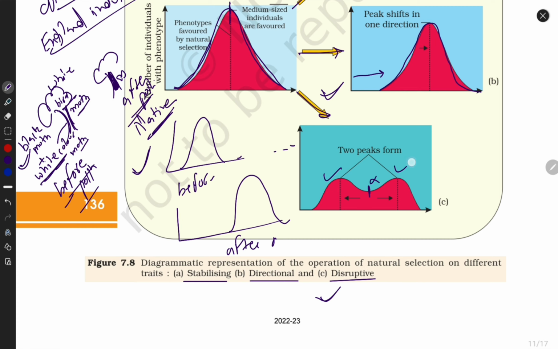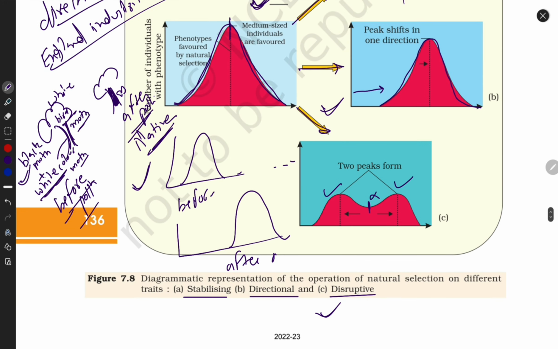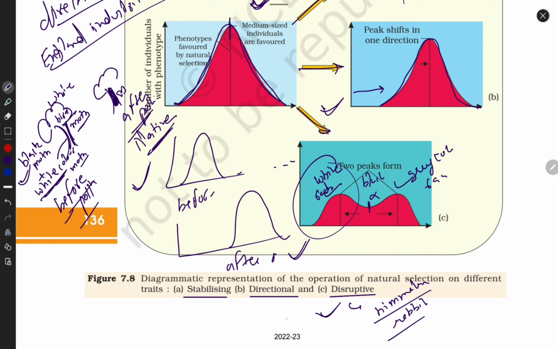And now the last is disruptive selection. The center peak is not selected, different peaks are selected. Let's take the example of the Himalayan rabbit. In Himalayan rabbit research, they found that white color rabbits are selected in this peak, and totally grey color rabbits are selected here, but black color rabbits are not selected. Why? Because white color rabbits hide themselves in ice, and grey color rabbits hide themselves in rocks, but black color rabbits are visible to their predators. So these peaks are selected, but the middle peak, their variation is in danger. So this is the type of selection.